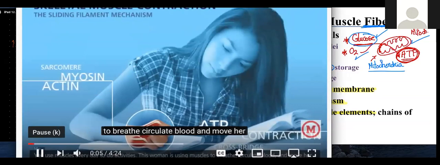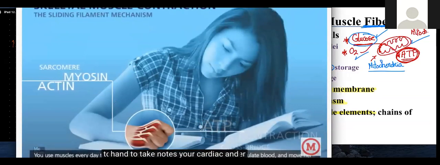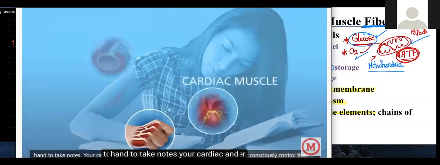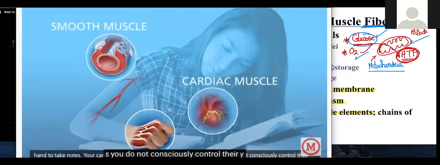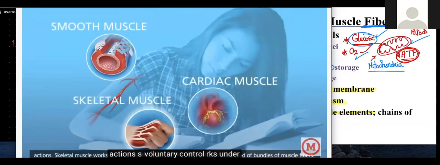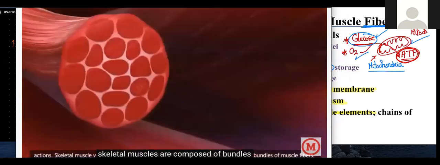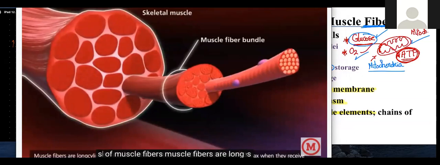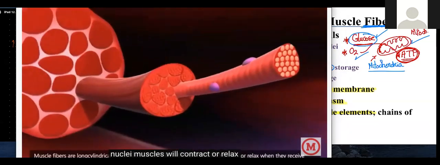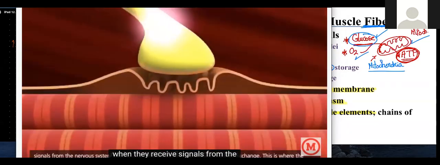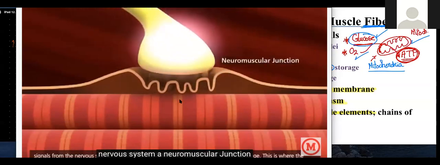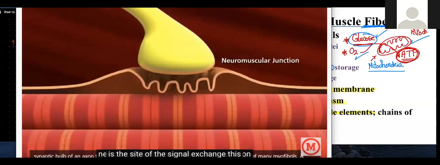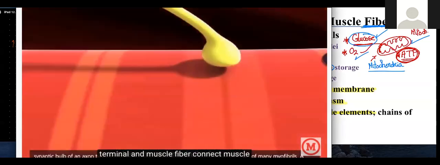This woman is using muscles to breathe, circulate blood, and move her hand to take notes. Your cardiac and smooth muscle tissues are involuntary. You do not consciously control their actions. Skeletal muscle works under voluntary control. Skeletal muscles are composed of bundles of muscle fibers. Muscle fibers are long cylindrical cells containing several nuclei. Muscles will contract or relax when they receive signals from the nervous system. A neuromuscular junction is the site of the signal exchange. This is where the synaptic bulb of an axon terminal and muscle fiber connect.